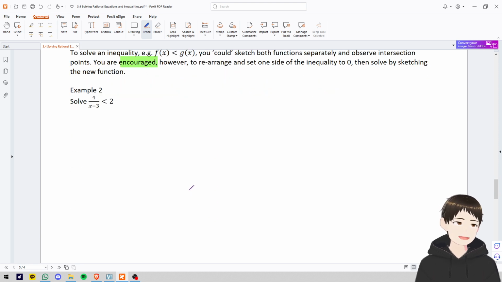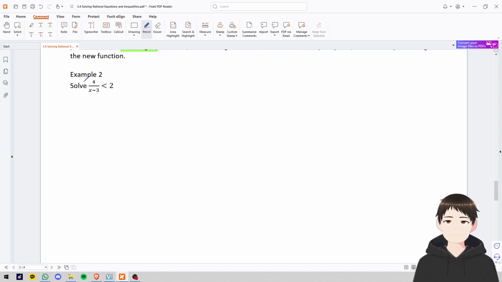So let's do an example. Here, instead of multiplying or dividing by x minus 3, you know this, I am going to subtract 2 from both sides. So I have this, and I don't have to worry about the inequality.